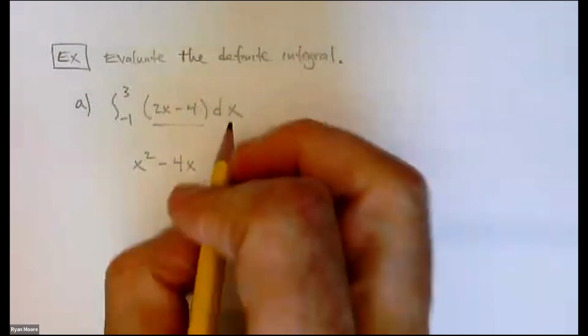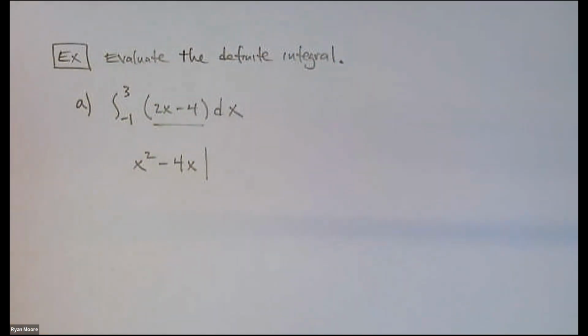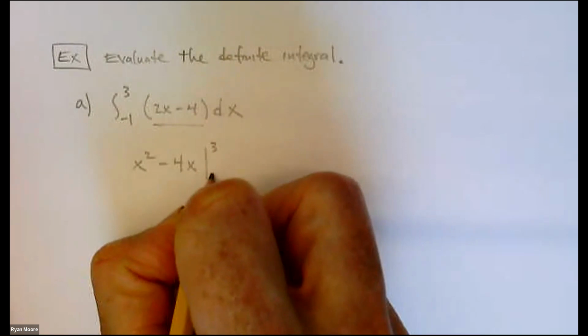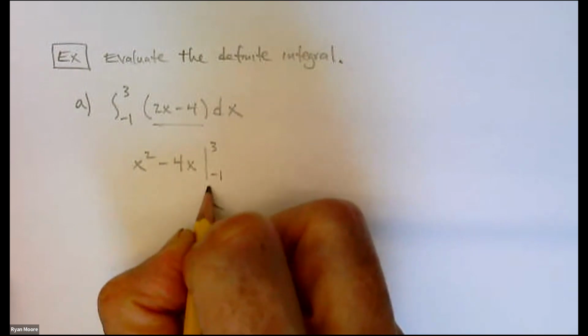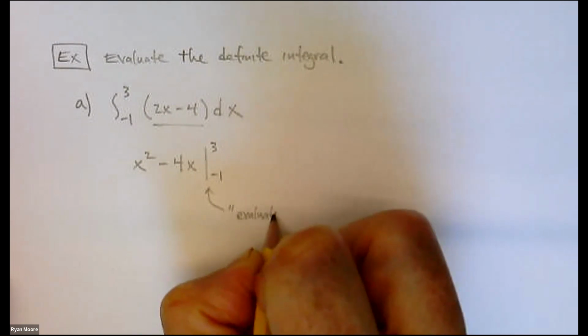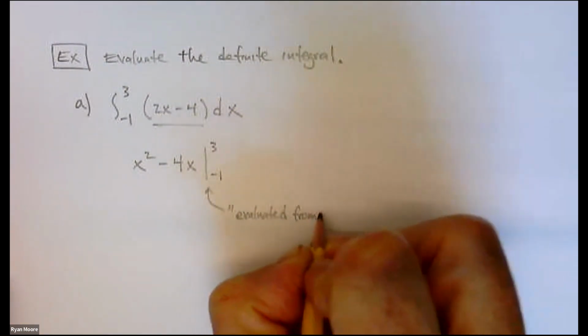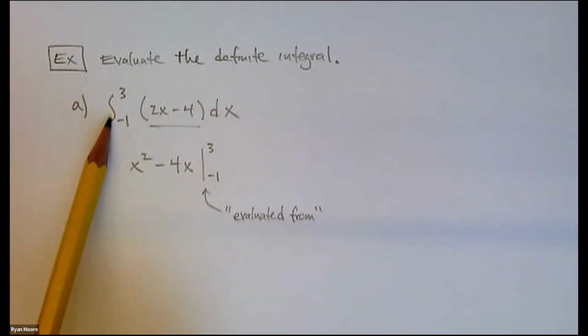Then check us out. We're going to end up plugging these numbers in. So I'm going to draw a long vertical line, and I'm going to repeat those numbers, 3 on the top, -1 on the bottom. When you see a vertical line like that, that will occur occasionally in math, you can read that as evaluated from. So you would speak this as x squared minus 4x evaluated from -1 to 3. Again, speak it from the bottom to the top, from -1 to 3, just like this is the definite integral from -1 to 3.